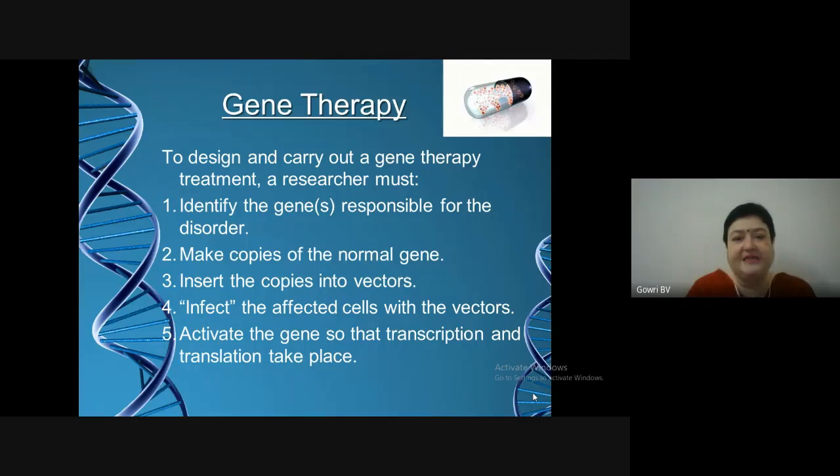I repeat the slide. To design and carry out a gene therapy treatment, a researcher must identify the genes responsible for the disorder, make copies of the normal gene, insert the copies into vectors, infect the affected cells with the vectors, and activate the genes so that transcription and translation take place.